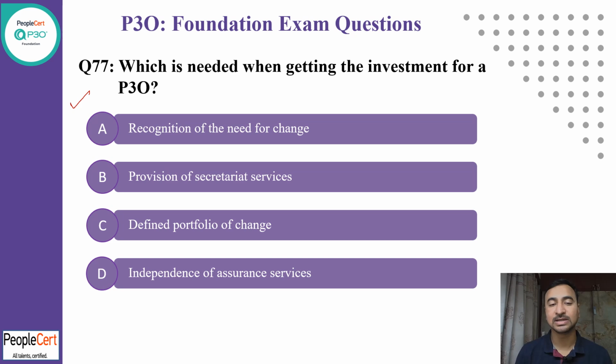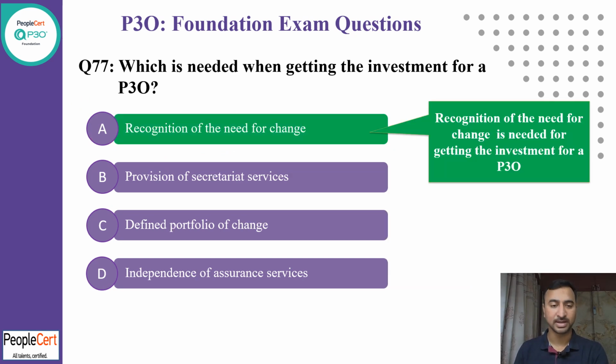Which is needed when getting the investment for the P3O? The options are recognition of the need for a change, provision for secretariat services, defined portfolio changes, and independent assurance. I believe all of them are requirements for the investment for the P3O, but what is the main requirement? There are situations where almost all seem to be the correct answer, but which is the most correct, or a prerequisite? The first one, recognition of the need for change, is one of the prerequisites, and I believe that might be the correct answer. Yes, that is the correct answer.